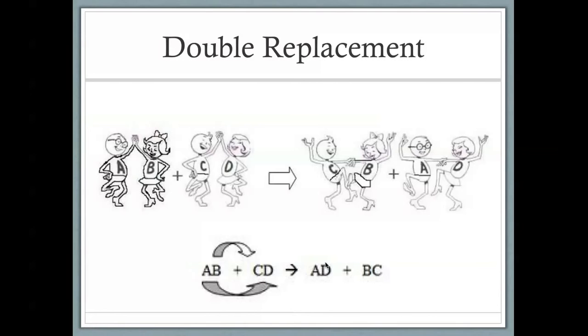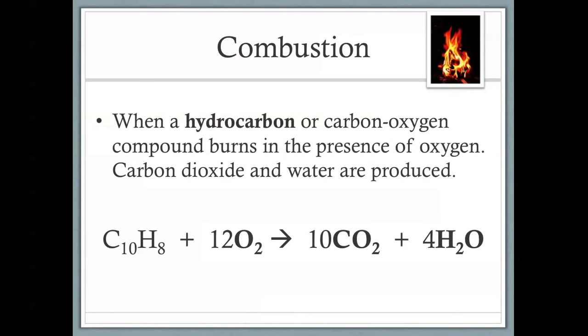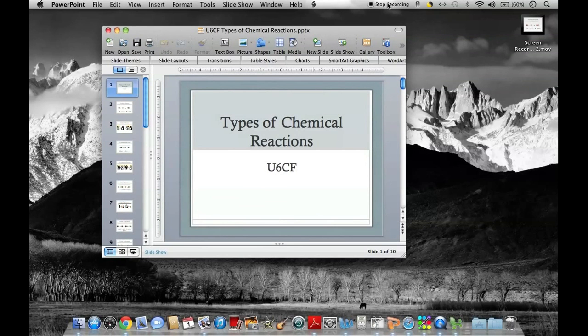All right, and the last one that we're going to be covering today is combustion, and this is when a hydrocarbon is burning in the presence of oxygen, and carbon dioxide and water are produced. So a hydrocarbon is made up of carbons and hydrogens that's going to be combining with oxygen gas, O2, and it's always going to produce CO2, carbon dioxide, and water. All right, that's all you need from this concept, and we'll be classifying more in class.